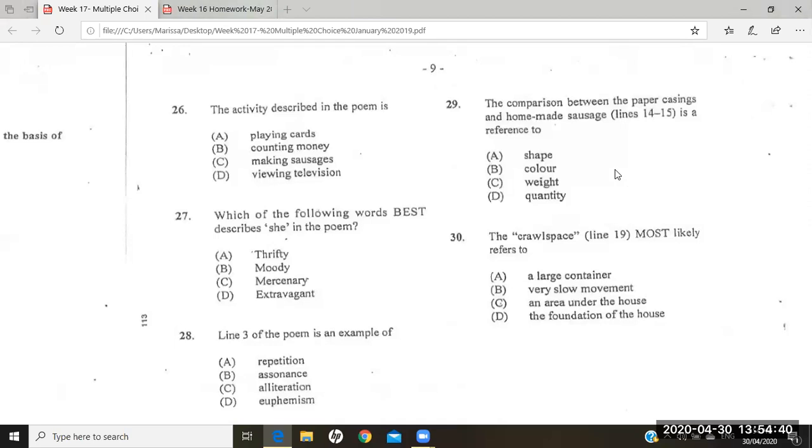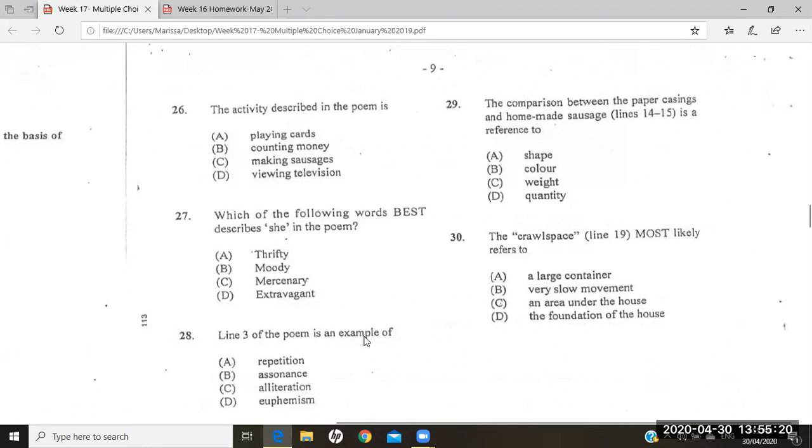Quantity, miss. Hello, Miss, are you hearing me? Yes, I'm hearing you. I'm saying, is it quantity? It's not quantity. Think of a case and think of the sausage. They're describing the shape like a sausage, not to show the quantity, but to show what? Oh yeah, the shape. Yes, very good. It is A, the shape. So that comparison was made for us to get an idea as to the shape of the case.